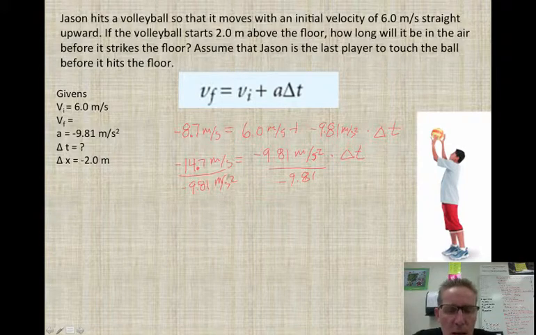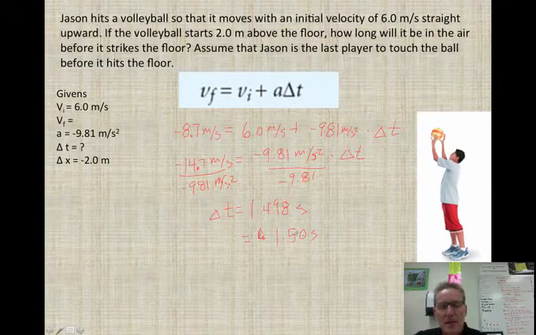What should come out of that is seconds will be the only thing left after we cancel units. And we should get a change in time equal to 1.49 and some change here, 498 seconds, and then we will go ahead and round that to proper sig figs. 1.50 seconds. And that seems like a reasonable answer.